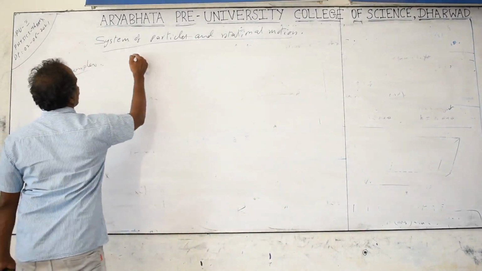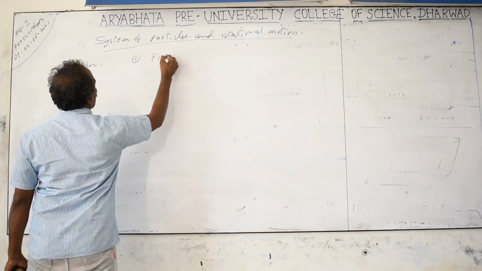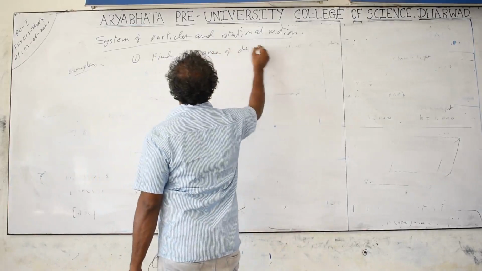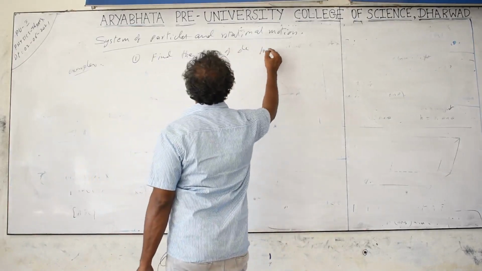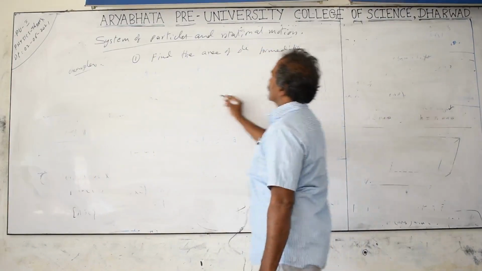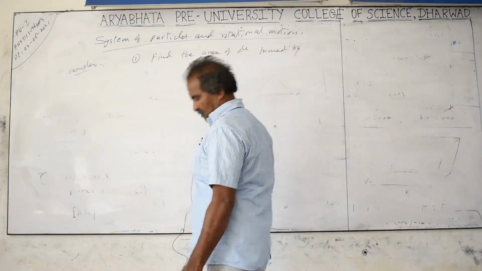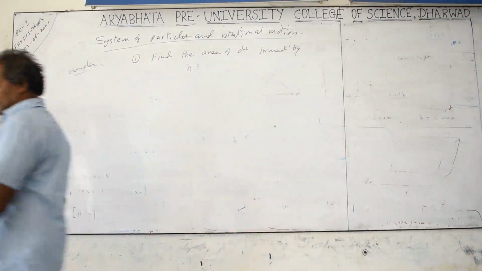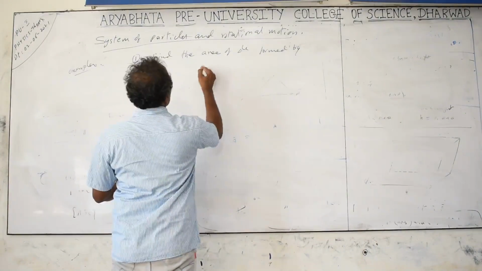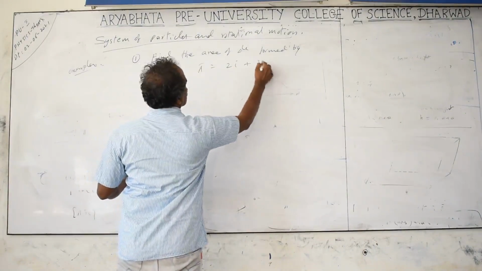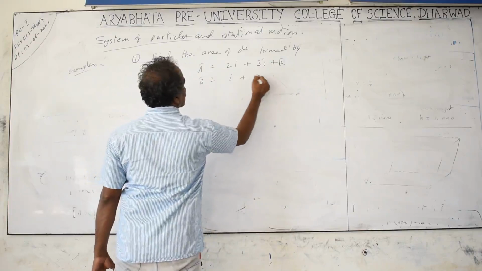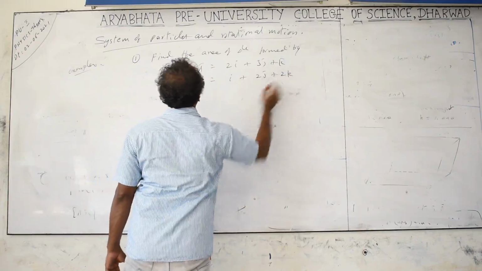Examples. Find the area of the triangle formed by A bar equals i plus 3j plus k, B bar equals i plus 2j plus 2k.